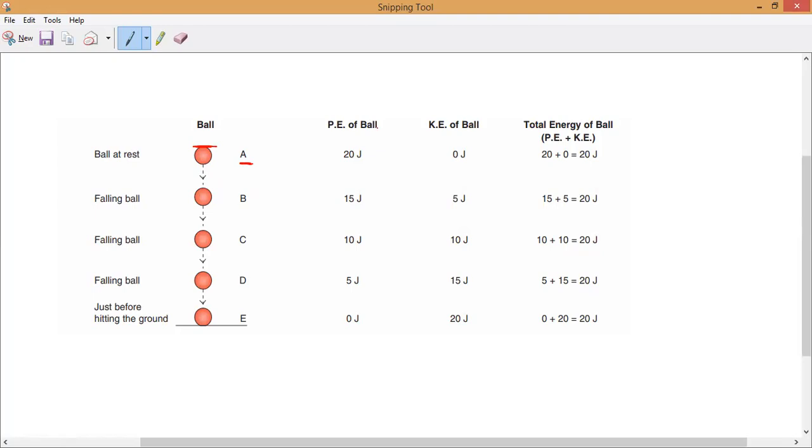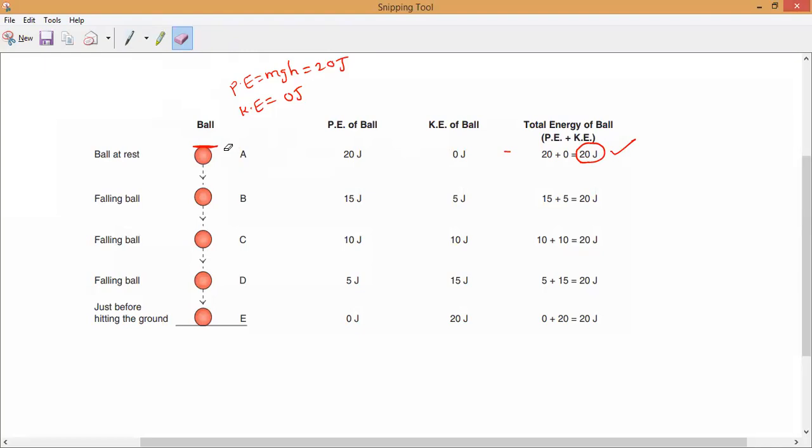Now, in this case, what is the potential energy of the ball? 20 joules. As we know, the potential energy PE equals mgh, which is 20 joules. At point A, what is the kinetic energy? 0 joules. Now if you sum both, what is the total energy? Total energy is 20 joules. Is it okay, guys? Please respond, everybody.